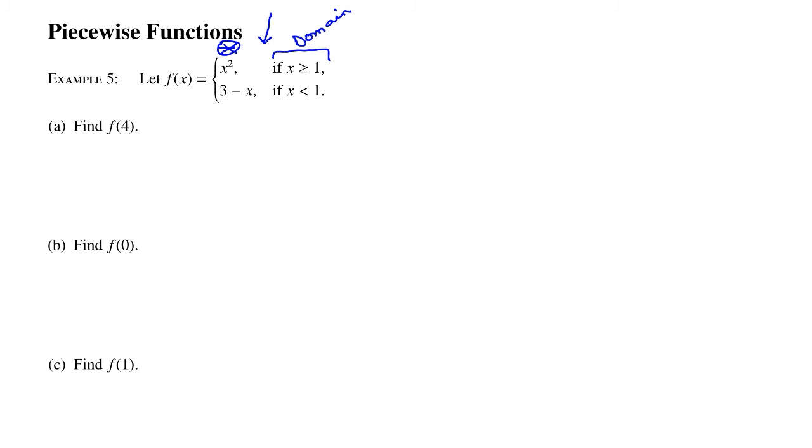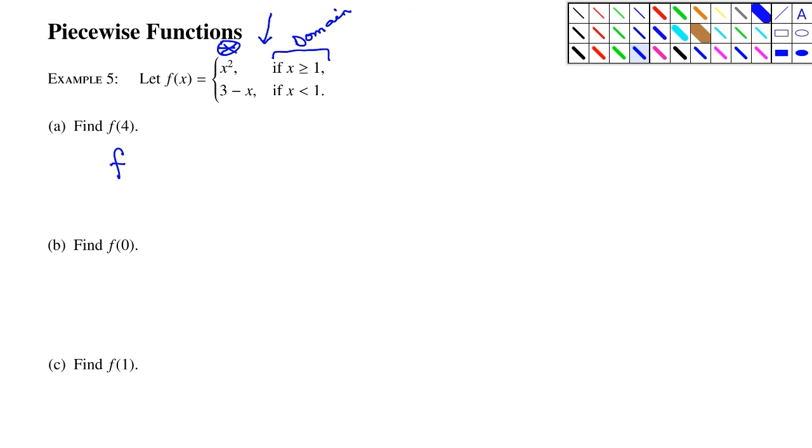In our first example, find f of 4. So f of 4, now where is that x value? Well, 4 is greater than or equal to 1. So I'm going to use the top expression. I'm going to use 4 squared. 4 squared is equal to 16. So the value of f of 4 is equal to 16.